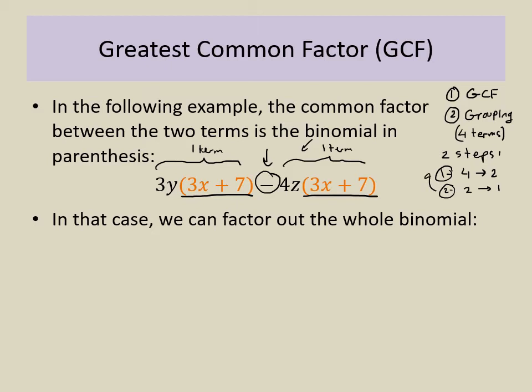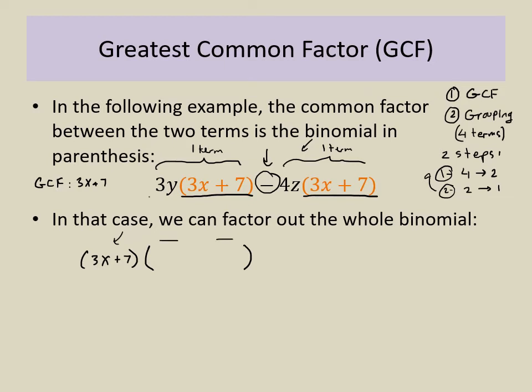So just like we did with the GCF, what you can do is factor out this whole common factor, but in this case, it's a whole thing in parentheses. The whole 3x plus 7 is a common factor that we're going to factor out. Okay, and then after you factor out the GCF, you typically open the parentheses and then you see what's left.